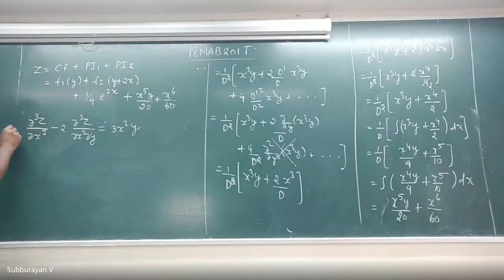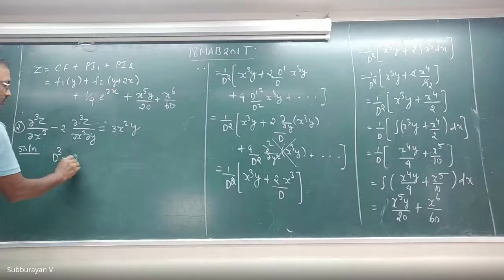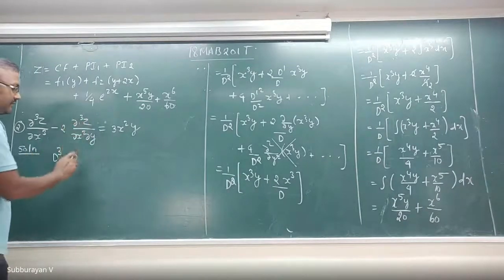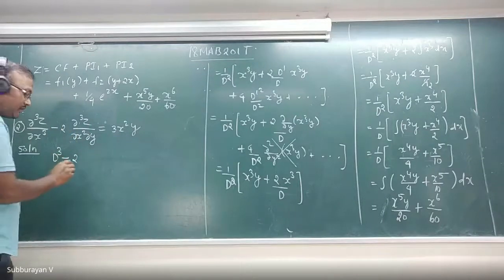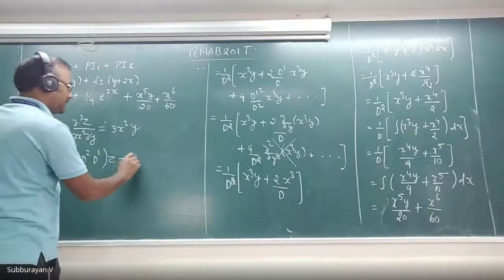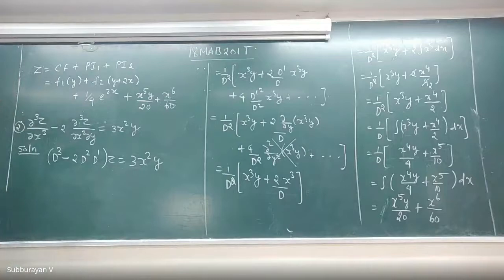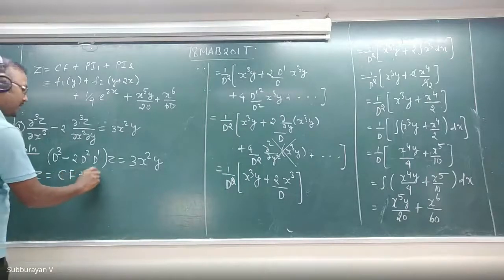See, the above equation, I think this is problem number 2, can be written as (D³ − 2D²D′) z = 3x²y. Fine. Now, what is our z? z equals complementary function plus particular integral.